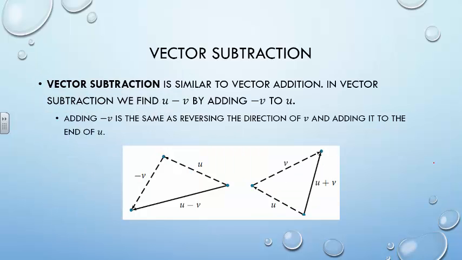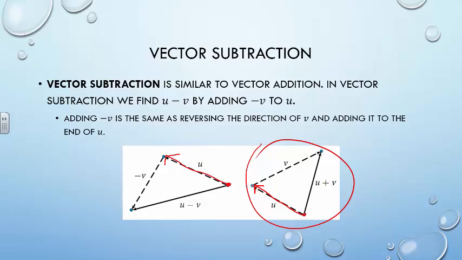Vector subtraction is similar to vector addition. In vector subtraction, we find u minus v by adding the opposite of v to u. Adding the opposite of v is the same as reversing the direction of v and adding it to the end of u. So let's take a look at this. We have our original triangle right here. We looked at this on the last slide, and we have our u. The u is the same in vector subtraction, so notice the u, same direction, terminal point.